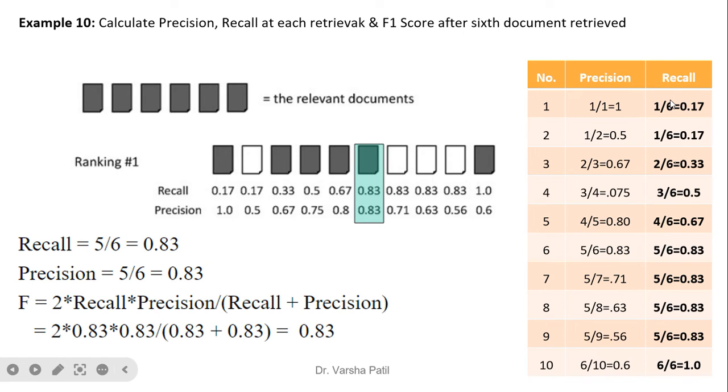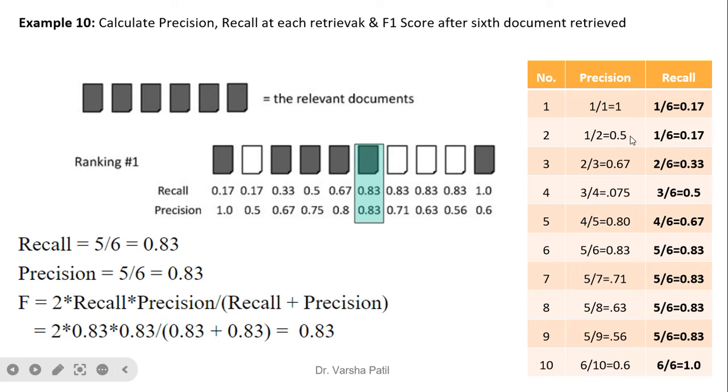For recall, we can see that the denominator is always 6 because the total number of relevant documents in the system is 6. So relevant retrieved is 1, therefore 1 by 6, it is 0.17. Now the second document is non-relevant, so the numerator is 1 because only one relevant document was retrieved, divided by the total number of retrieved documents, which is 2, that is 1 by 2 equal to 0.5.